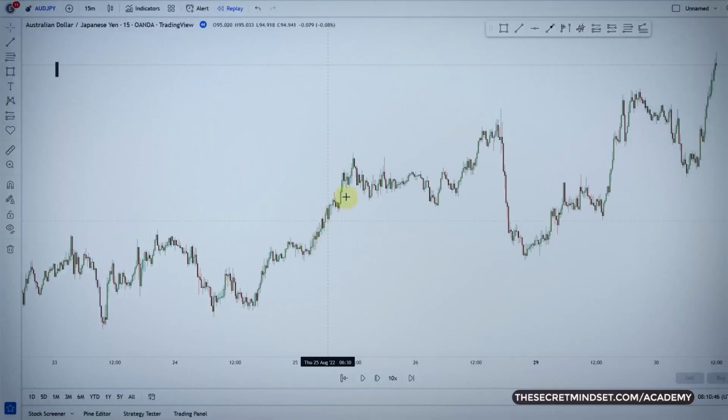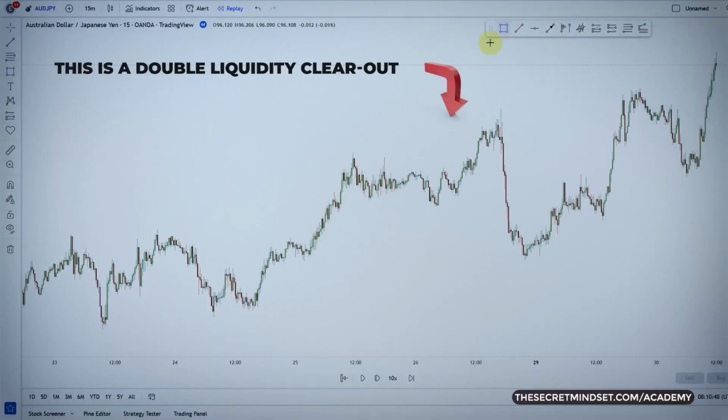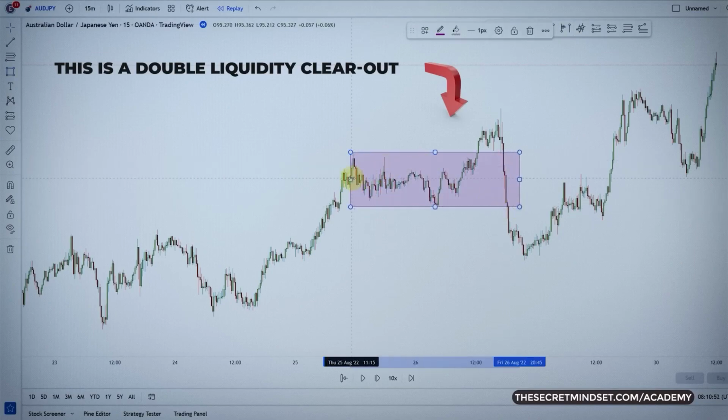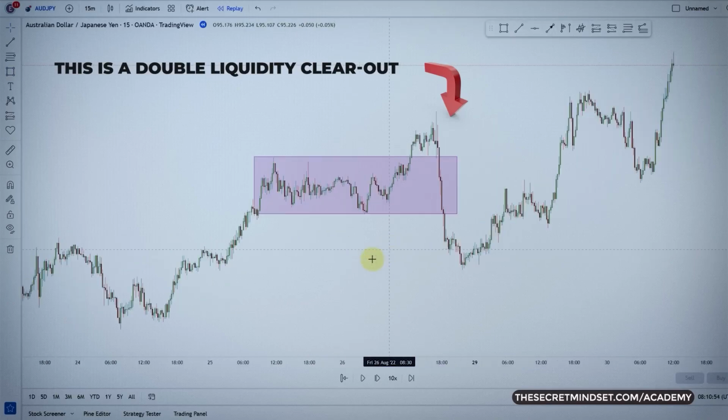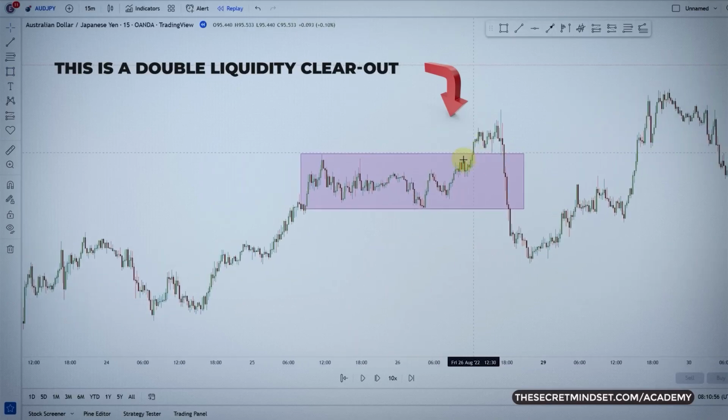Take a look at this chart. This is one of the most common traps used by smart money to fool both buyers and sellers at the same time. You probably faced this yourself.